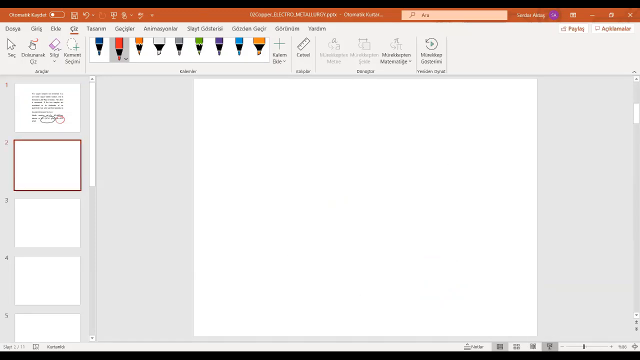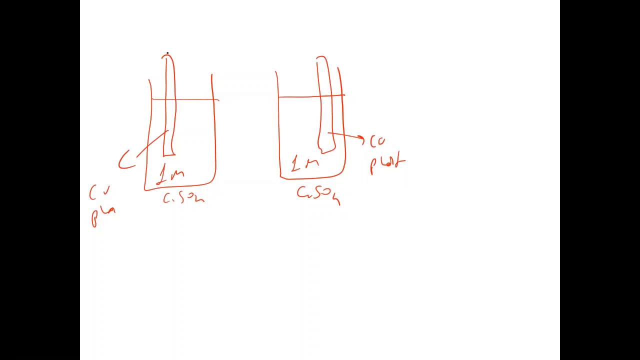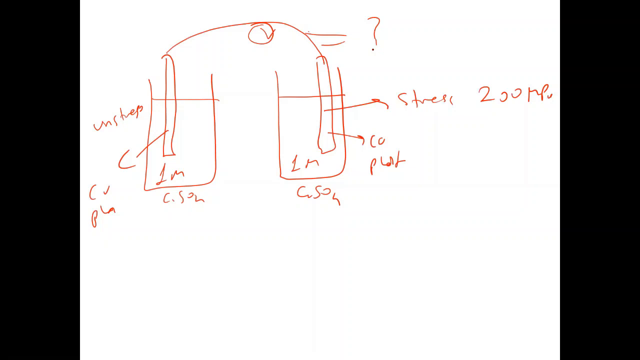We need to sketch it first. Two compartments here. 1 molar copper sulfate, again 1 molar copper sulfate, identical in terms of concentration. This one is also identical. This is a copper plate, and this one is also a copper plate, identical. But there's a difference here. One is unstressed, and this one is stressed up to 200 megapascal. And what voltage are we going to get here? It's a wonderful question actually.